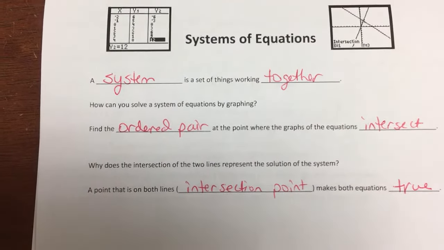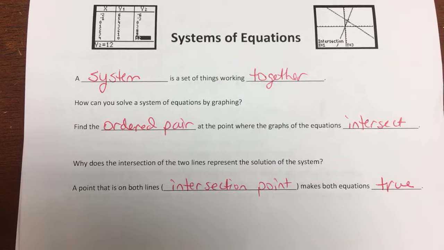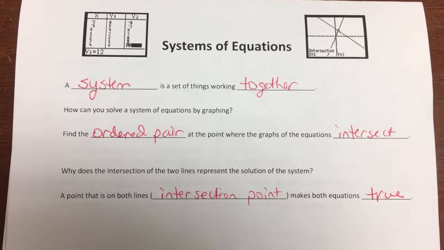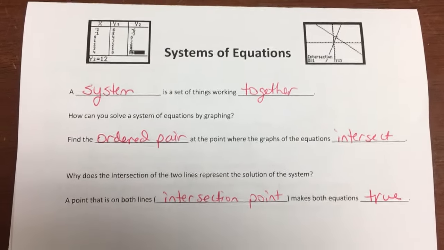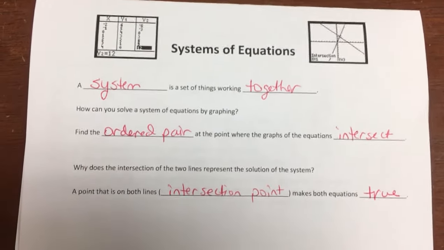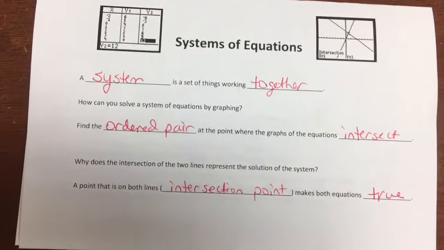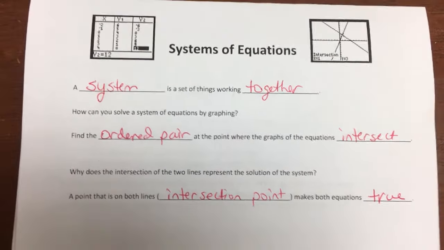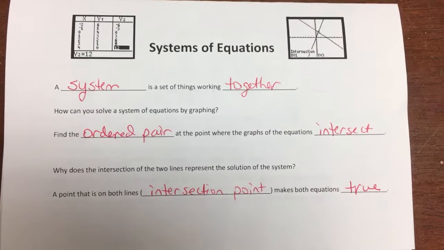Okay, today we're going to learn about systems of equations. A system is a set of things working together. How can you solve a system of equations by graphing? Well, you're going to graph both equations, and you're going to find the ordered pair at the point where the graphs of the equations intersect. So we're looking for when they intersect.